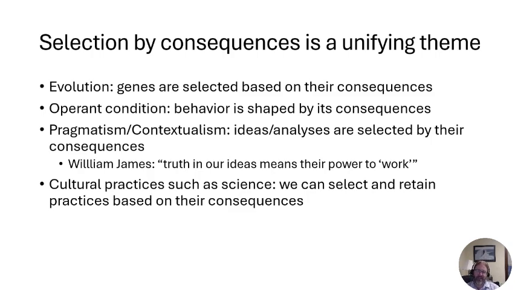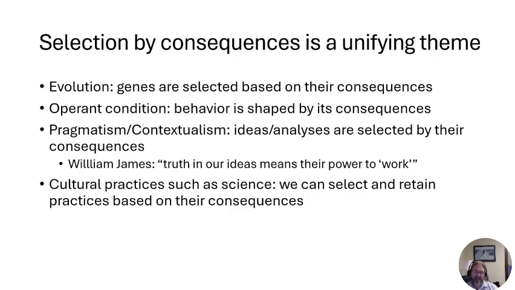This is extended metaphorically into the realm of ideas when we get to pragmatism and contextualism, where the early pragmatists were really clear that the ideas or the analyses are selected by their consequences. As William James says, the truth in our ideas means their power to work. So they have to be usefully applied to achieve some consequence, and then those ideas or those analyses stick around. That's what we mean by pragmatic truth.